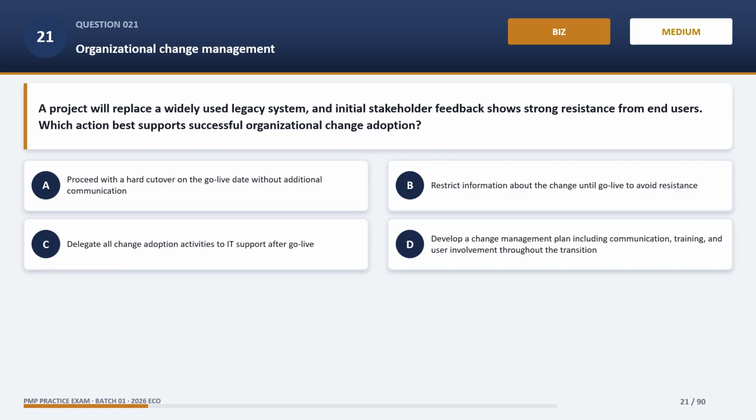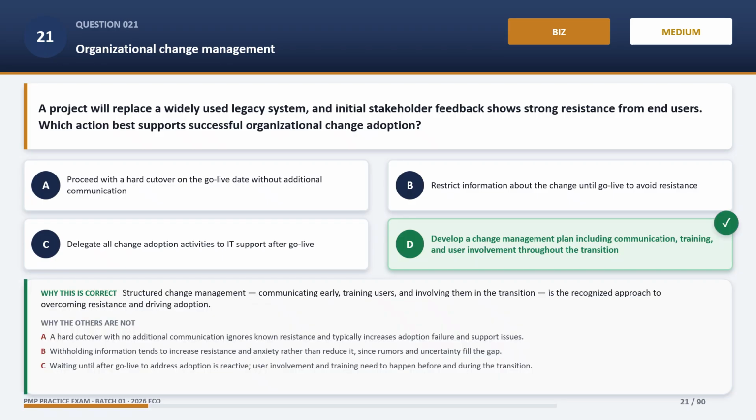Which action best supports successful organizational change adoption? The correct answer is D. Develop a change management plan, including communication, training, and user involvement throughout the transition. Structured change management, communicating early, training users, and involving them in the transition, is the recognized approach to overcoming resistance and driving adoption. Now, why the other options are wrong.